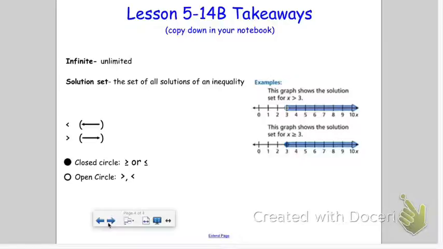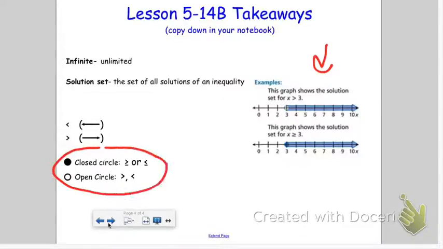So here are the takeaways. When you graph an inequality, just keep in mind that you could have infinite solutions, meaning there's an unlimited number of solutions. There's a lot of possibilities. The solution set shows the set of all the solutions of an inequality, and you can see how they're graphed here on the number lines. So we have the example of x is greater than 3, and x is greater than or equal to 3. And you'll notice that when it's greater than 3, we have an open circle. When it's greater than or equal to 3, we have the closed circle. So closed circle for the or equal to option.